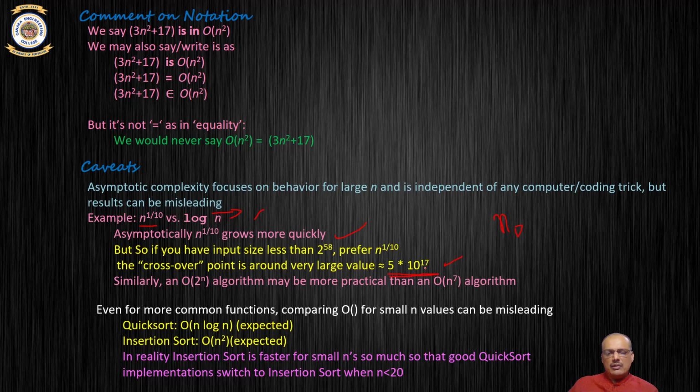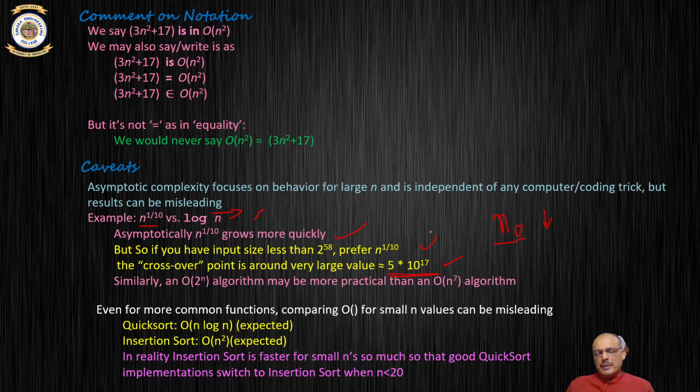So the value of n naught, even though it might exist, one needs to be very careful. It is not wrong to write this, but we need to be very careful at what point this crossover actually happens, when the log n function becomes the upper bound of n raised to 1 by 10.